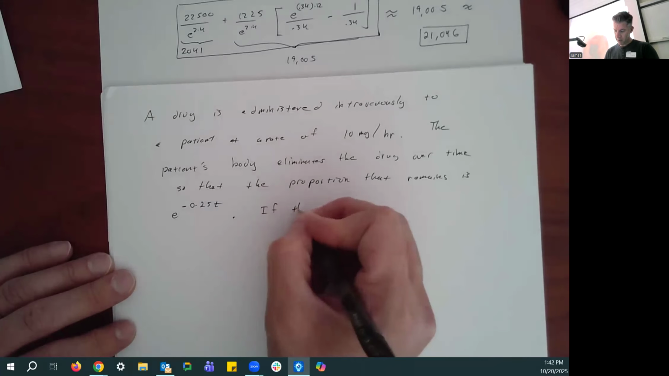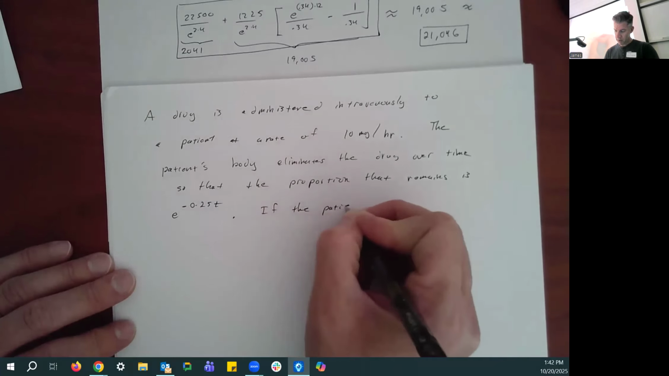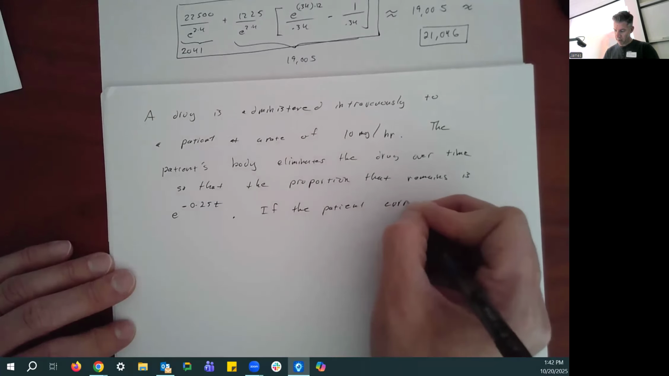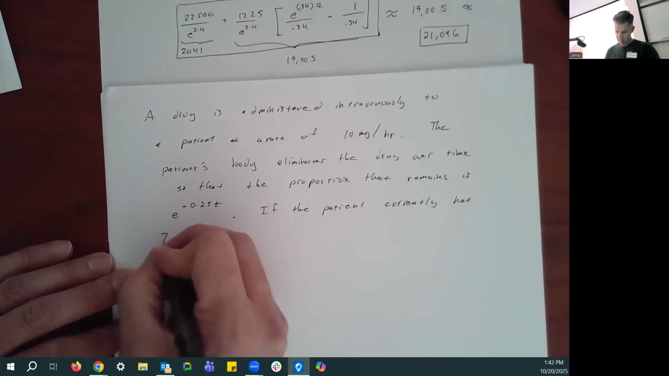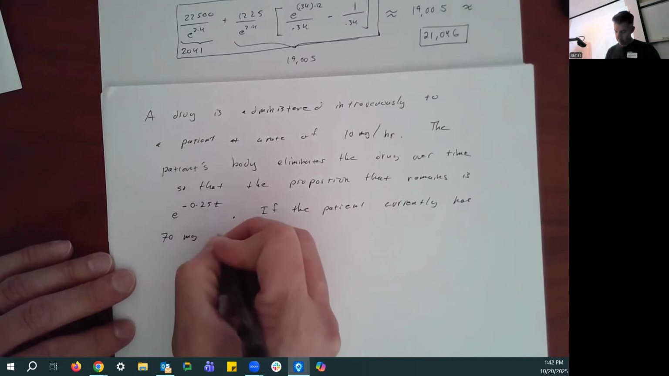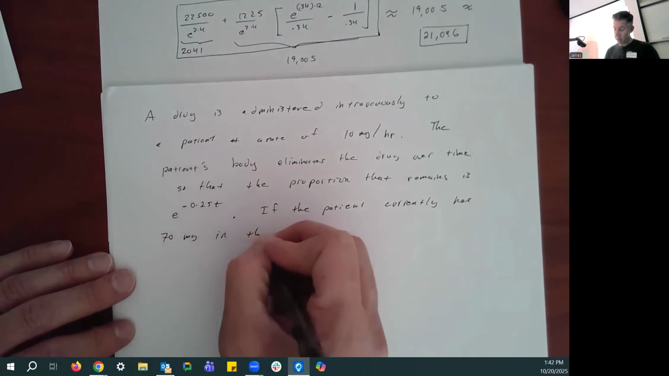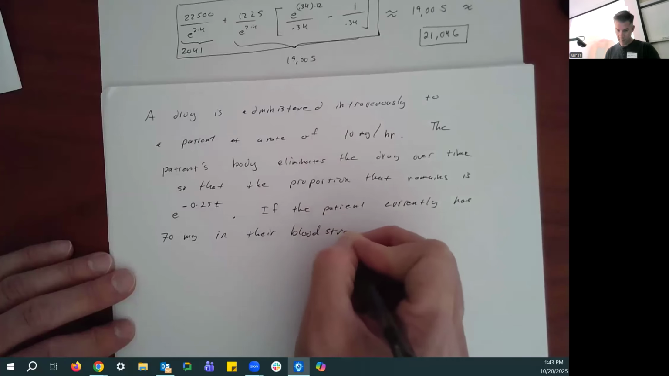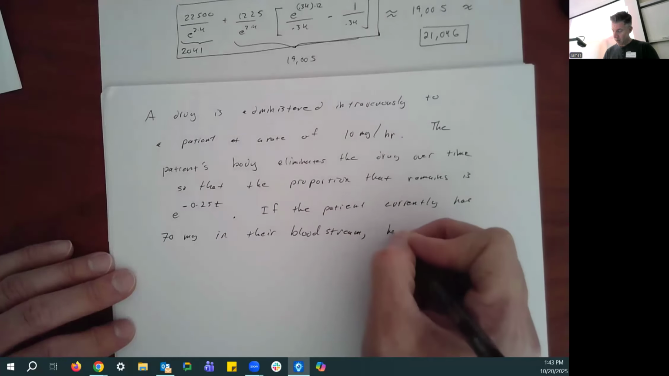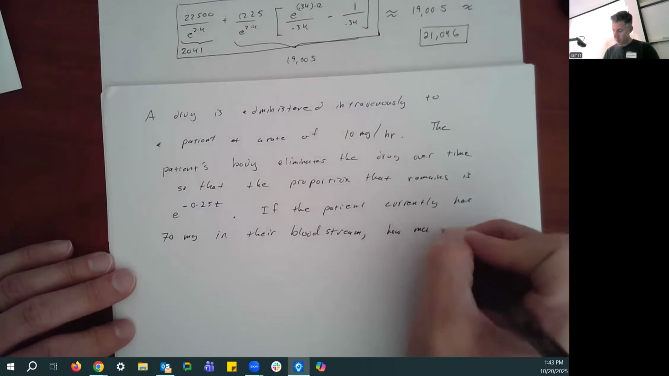If the patient currently has 70 milligrams of drug in the body, in their bloodstream, I should say. How much drug will be present 8 hours from now?